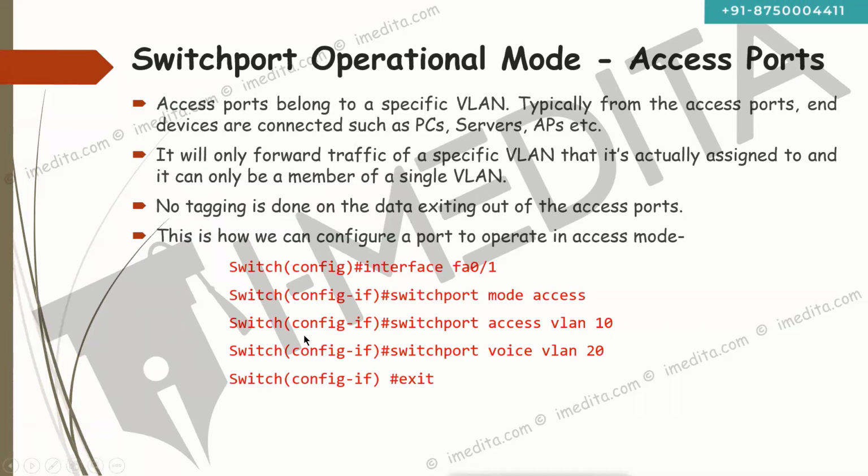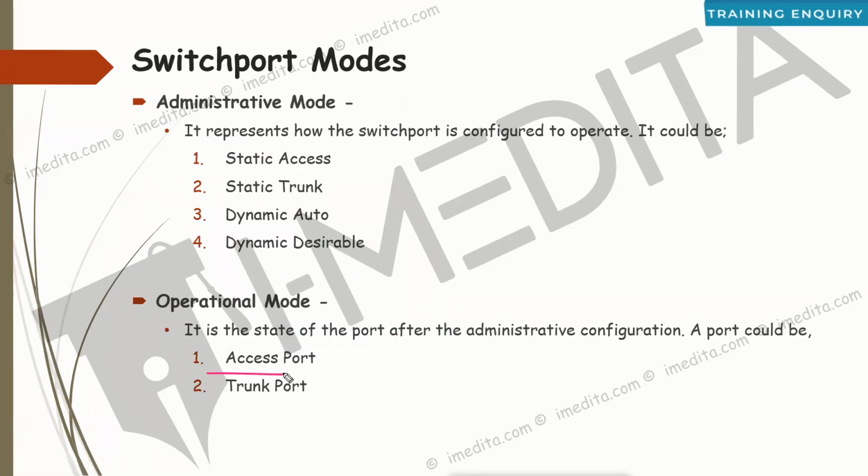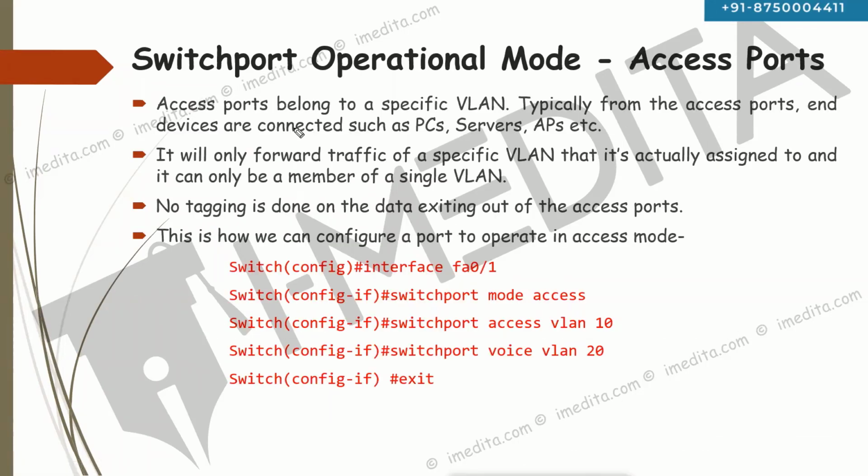So what is static access? What is this access mode? Access ports belong to one specific VLAN, like interface, switchport mode access. So this port we have configured as an access port, and the port belongs to VLAN 10 for data traffic, VLAN 20 for the voice traffic. So access ports belong to a specific VLAN.